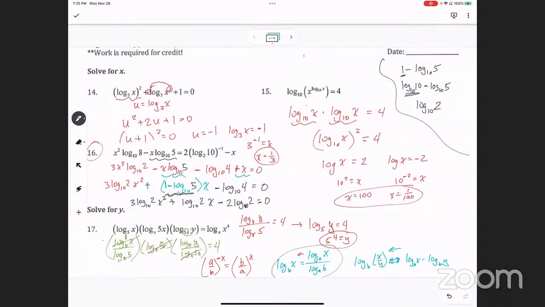So I have a quadratic, which means I can factor.